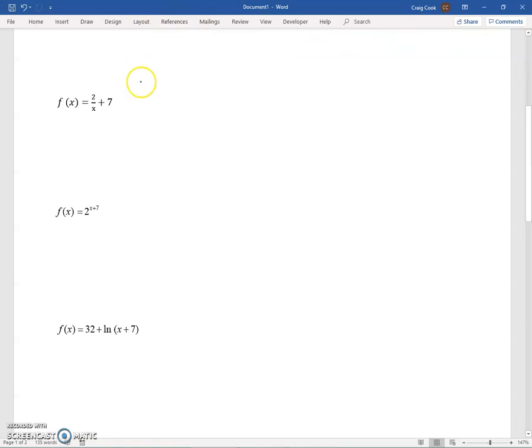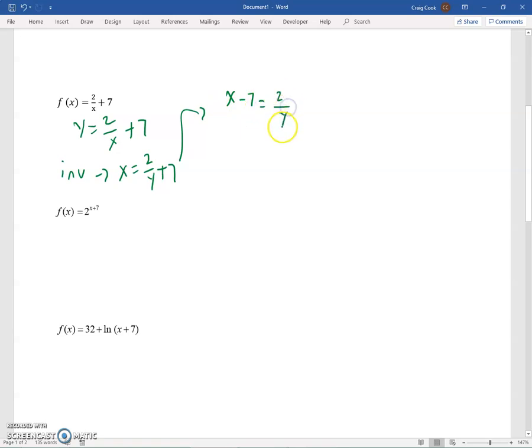Well, this is an f of x, so we want to change it to a y. y equals 2 over x plus 7. Well, to find the inverse, we're going to change it to x equals 2 over y plus 7. And then we're going to try to get the y by itself. So we have x minus 7 equals 2 over y. Well, I don't need 1 over y. I just need y.